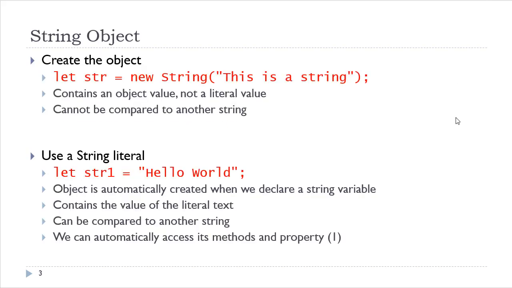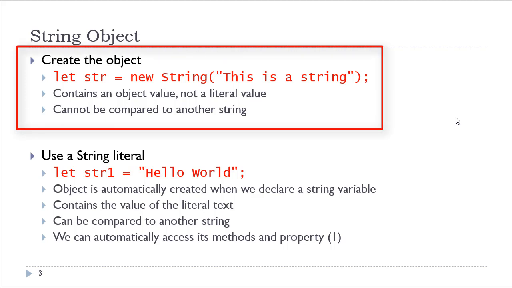So how do we work with the string object? Well, we can create the object using the new keyword, similar to creating an array object. Because we have created an object, the value is not a literal value, but rather an object value, which means that it cannot be compared to another string.